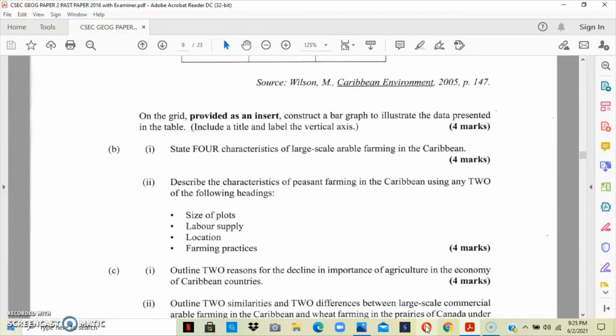Now we talk about the farming practices. They plant many crops and they rear livestock as well. They use natural manure, so they use the manure that comes from the animals. They do crop rotation and they use labor intensive methods and hand tools. So peasant farming is done on a small scale, they usually use family members, and they practice the planting of many crops. All right, let's go to part C.